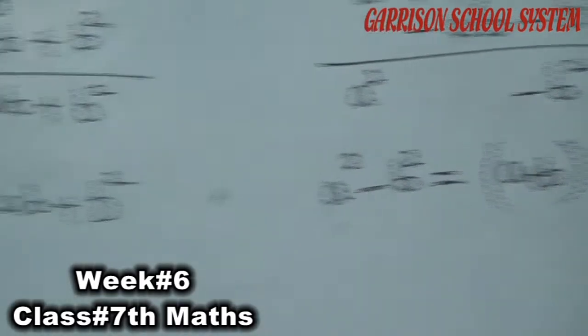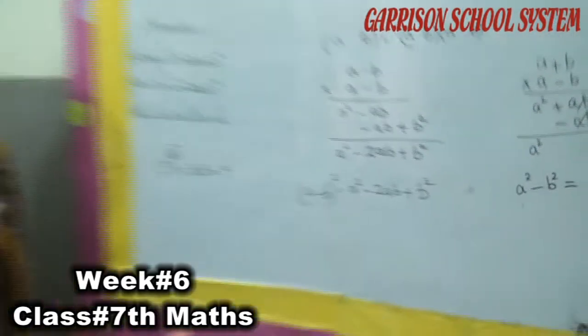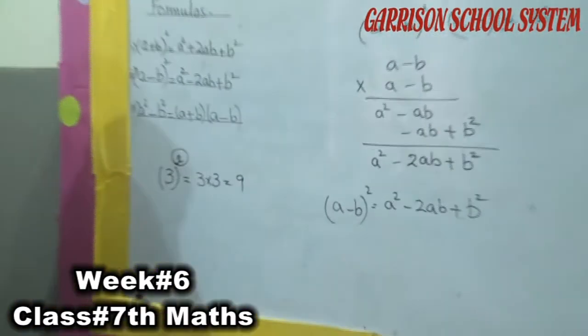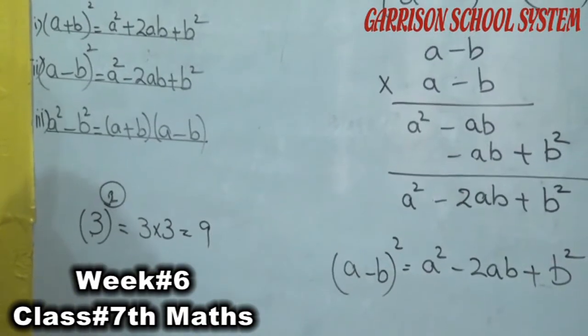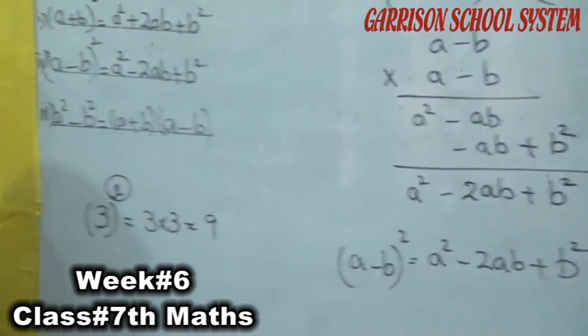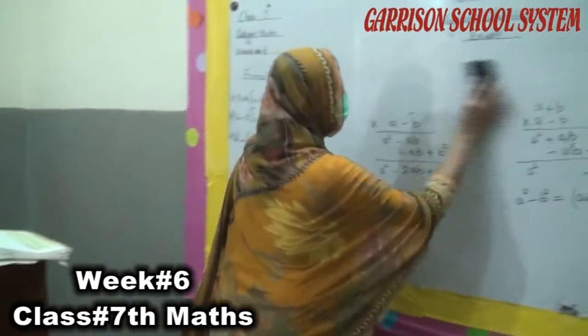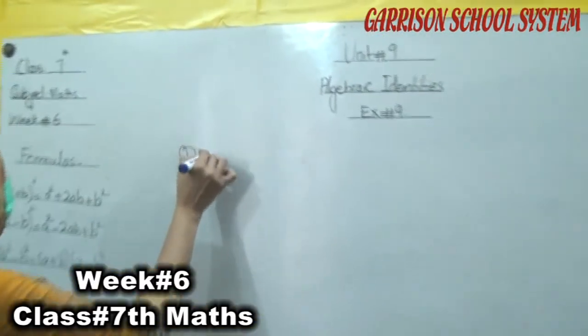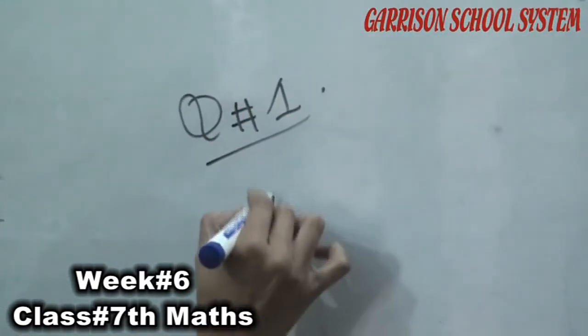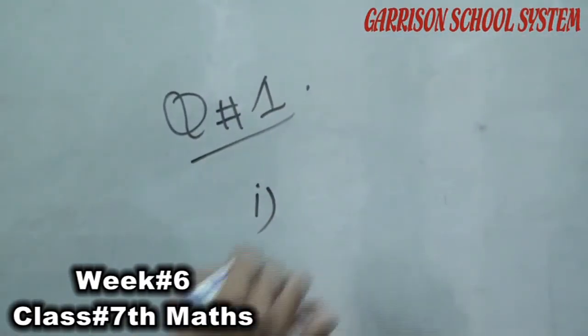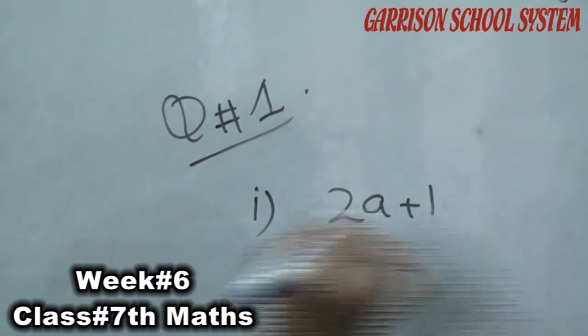By using these three formulas, we have to solve the questions of exercise number 9. The first question is, find the squares of the following. Question number 1, first part, 2a plus 1.